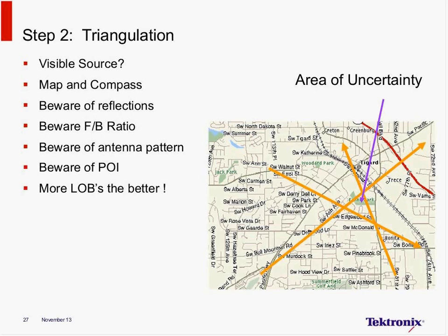We have to be very careful when we're in cities. Cities are filled with reflections, and reflections are the bane of existence for anybody doing direction-finding work. The short answer there is to keep moving and get as many lines of bearing as possible. In theory, the more lines of bearing that we have, the smaller the area of uncertainty becomes.